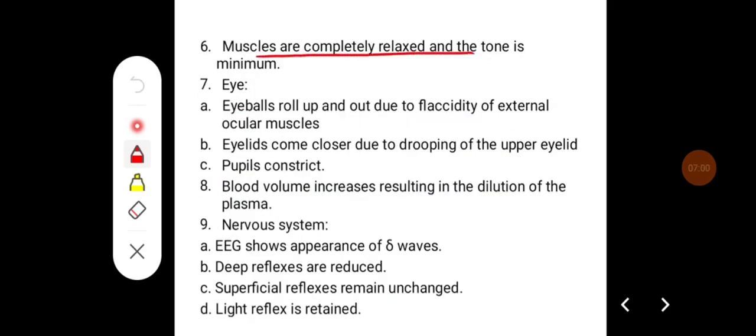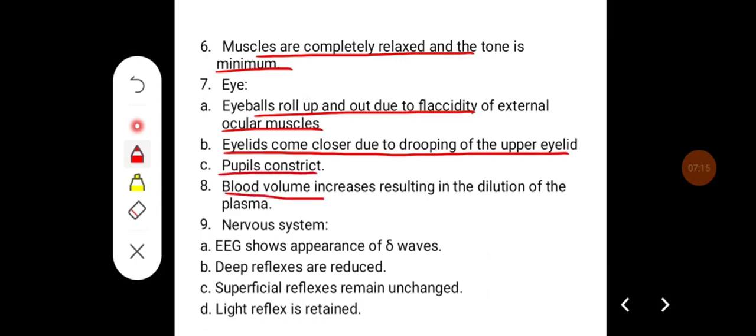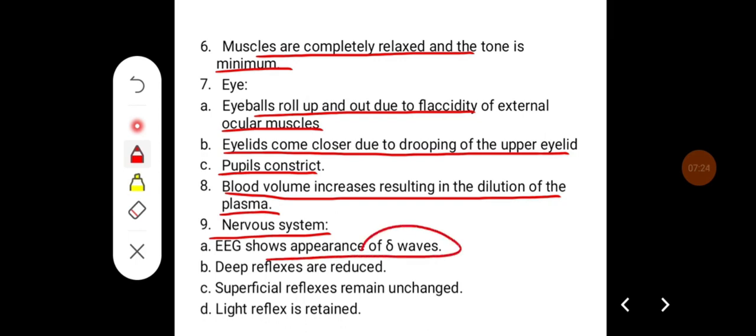Muscles are completely relaxed and tone is minimum. In the eye, eyeballs roll up and out due to flaccidity of external ocular muscles. Eyelids come closer due to the drooping of the eyelid, pupils constrict, and blood volume increases, resulting in dilution of the plasma. Then in the nervous system, EEG shows appearance of delta waves, and the deep reflexes are reduced, superficial reflexes remain unchanged and light reflexes are retained.